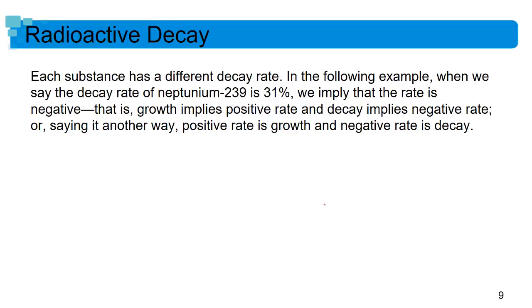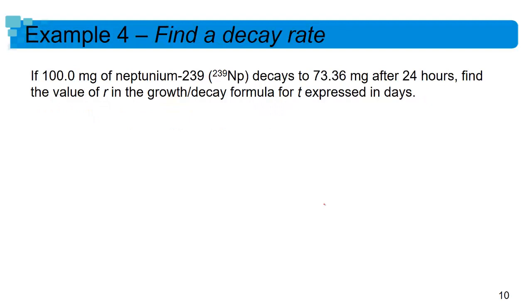So all radioactive isotopes decay at different rates. So instead of carbon-14, we can look at neptunium-239 and say that it has a decay rate of 31%. Now, we imply that the rate is negative because we say it's a decay rate. So whenever you see a decay rate, you know that your r is negative. They won't normally list the decay rate as negative, but in the formula, you have to put in a negative. So if there's 100 milligrams of neptunium-239 and it decays to 73.36 milligrams after 24 hours, find the value r in the growth decay formula.